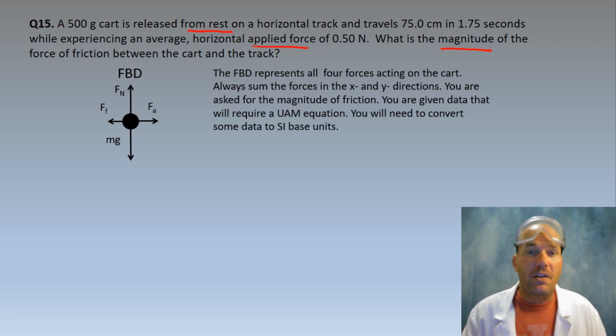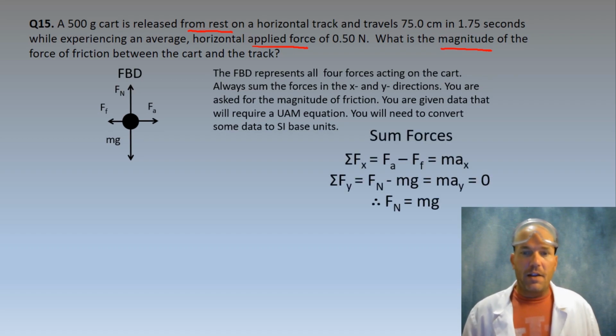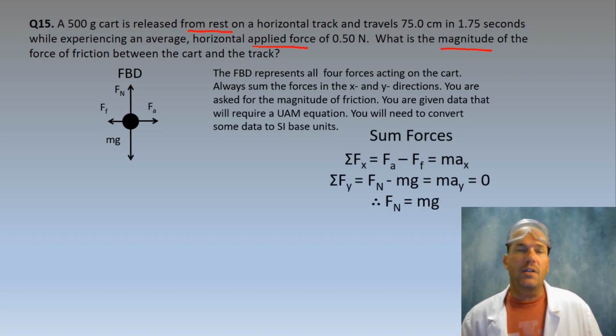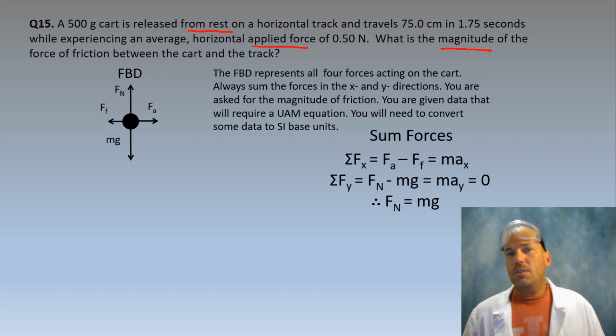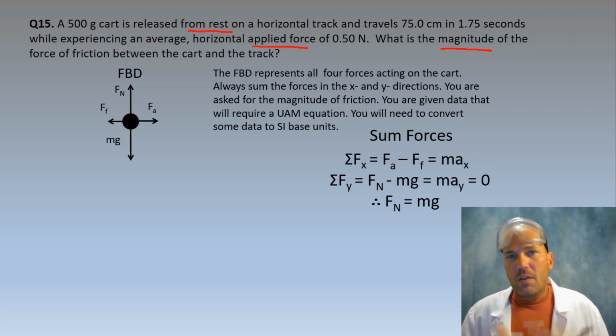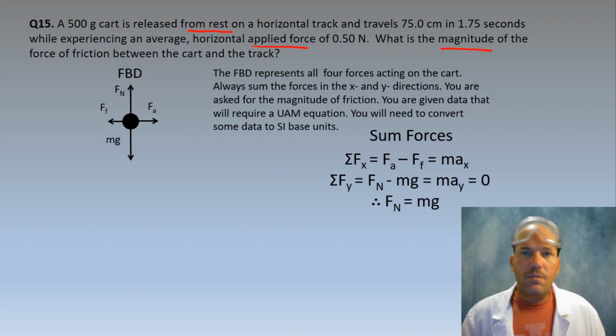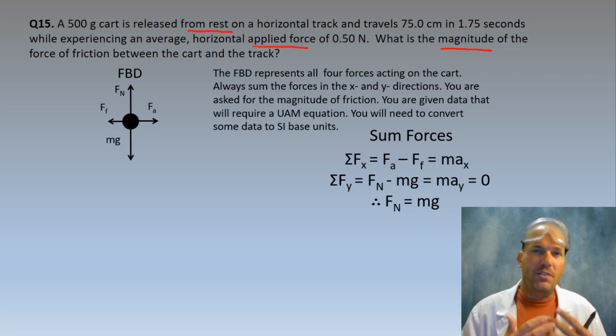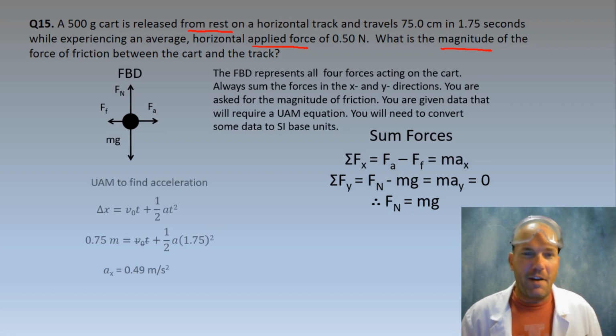Okay, so converting some of these to base SI units, we're going to need to find some information out here because we're going to find that we don't have enough to go off of. So let's look at our summations here. Force applied, if we call it to the right positive, minus force of friction equals mass times acceleration horizontally. Vertically, because there is no net external force and therefore no acceleration vertically, force normal is equal in magnitude opposite direction of the force of gravity.